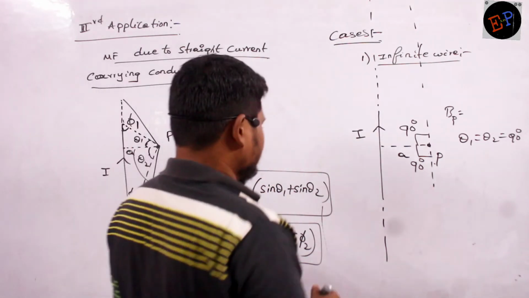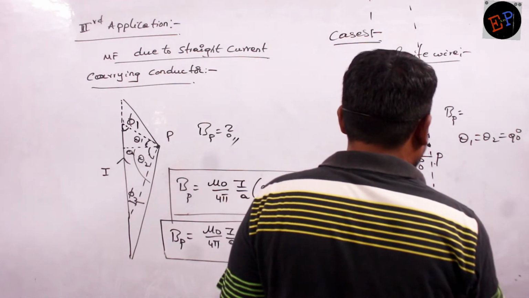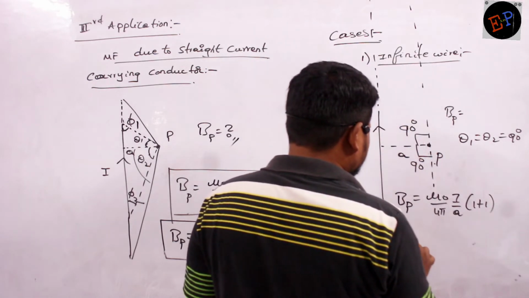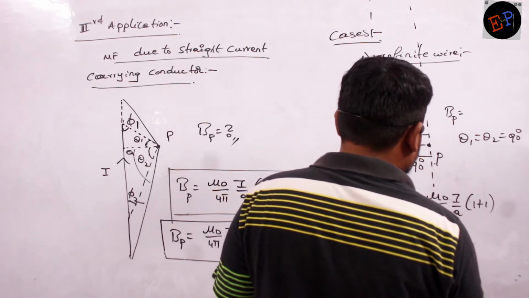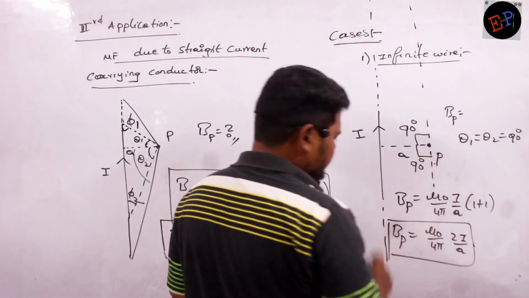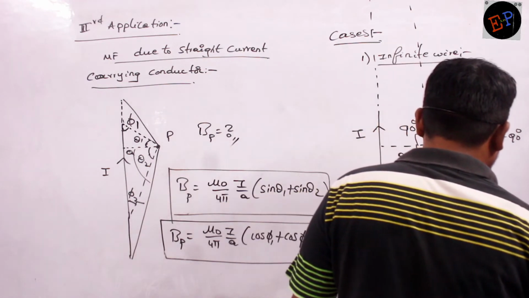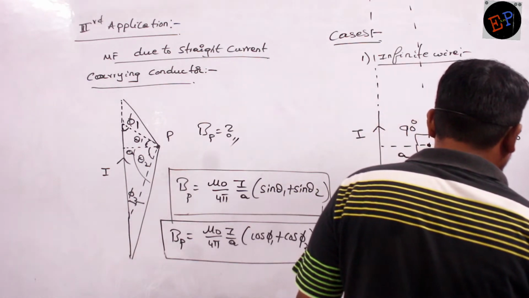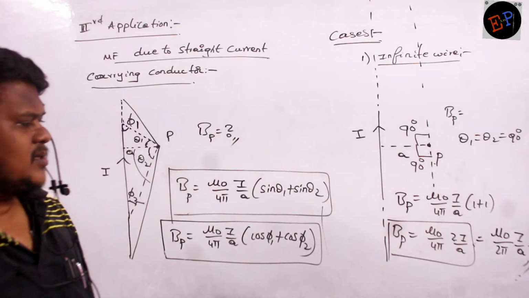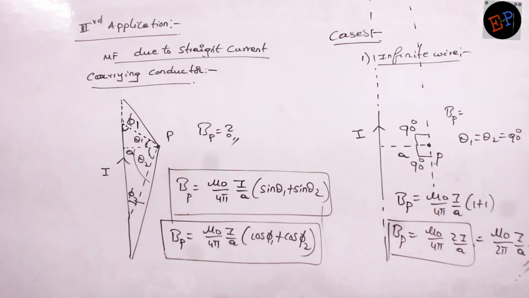That is my equation. So therefore, the magnetic field at a point P is mu naught by 4 pi, I by A into 1 plus 1. So therefore, mu naught by 4 pi, 2I divided by A. You can write in this method also, or you can cancel 2 with this 4. Then the equation becomes mu naught by 2 pi, I by A also. You can write like this also. So therefore, this is the equation to calculate the magnetic field because of an infinite wire.